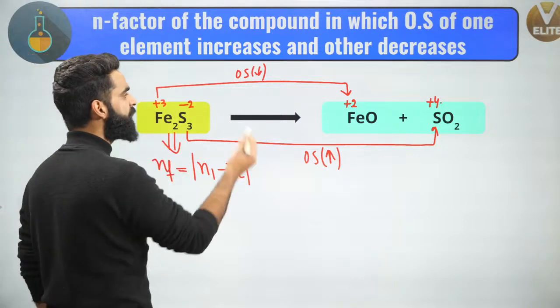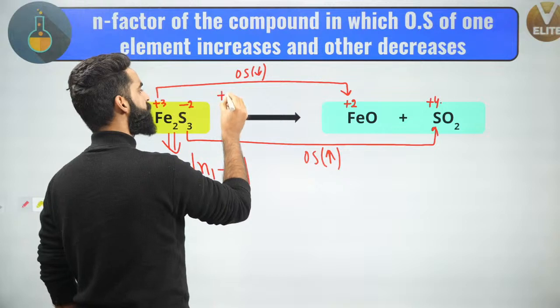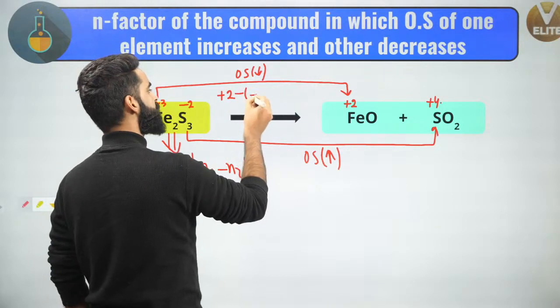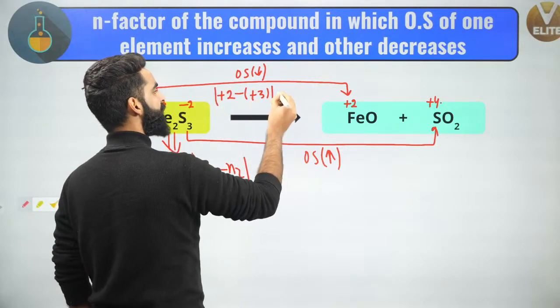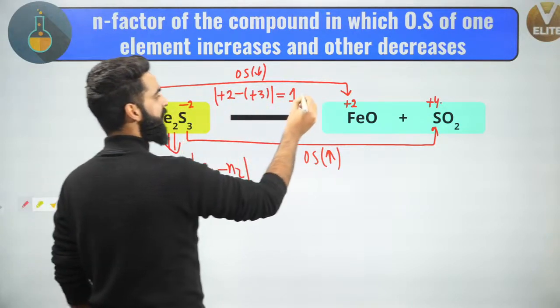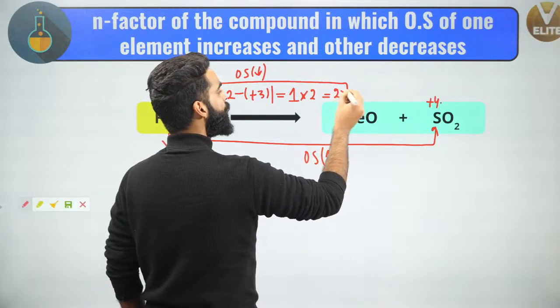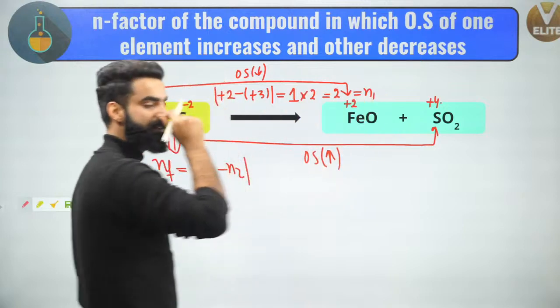Now people, what do we do? I'll be calculating the value of N1 first. First, calculate the change in the oxidation state of iron. It is going to be the final oxidation state of iron minus the initial oxidation state of iron. Take the mod of it. You'll get the value as 1. 1 is the change in the oxidation state for one iron, but I have 2 irons, so I'm multiplying it by 2. You'll get the value over here as 2. 2 is the value of N1 right here. I'm calling this 2 as N1.